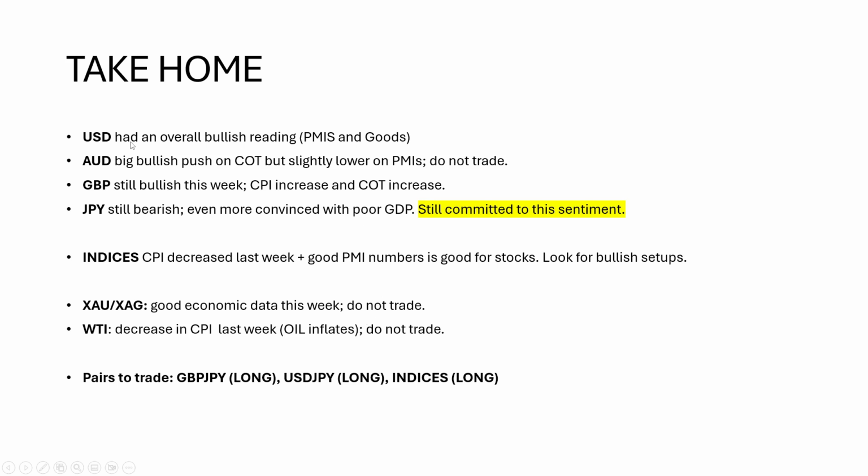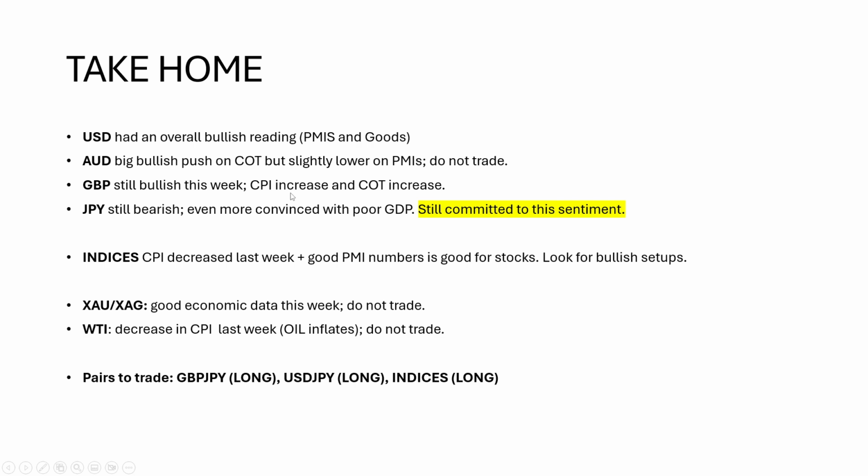Take home, overall bullish on USD, good PMI scores in goods and services, so very happy with USD. Happy to pair it with a bearish reading. AUD had a bullish reading on COT data, but the actual PMI data was lower than expected, so bearish. So kind of conflicting. I am in a trade already, so we're just going to stay in that trade, and if we get taken out, we get taken out.